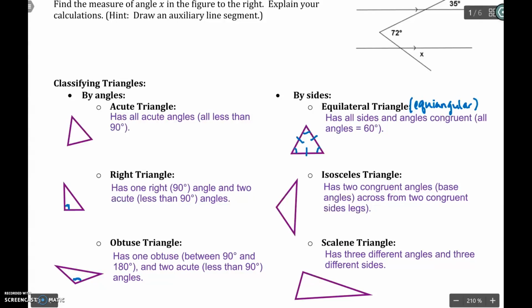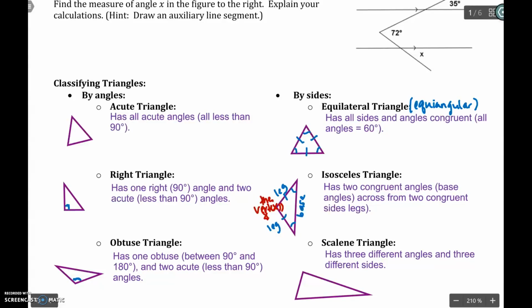An isosceles triangle has 2 congruent angles. Those are called the base angles. They're called that because they're the same, and they are both connected by the base of an isosceles triangle, which is the different side, and then it has 2 congruent sides, which are known as the legs. The third angle, which is the different one, is called the vertex angle.